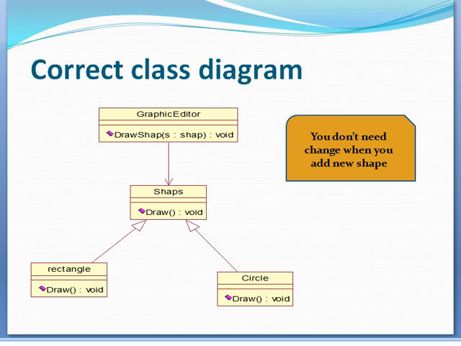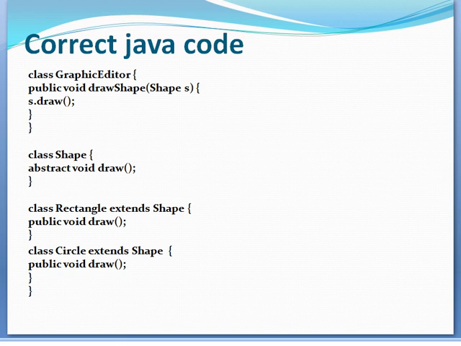Bayan, what is the correct solution for this problem? This is the correct class diagram. Now you add a draw shape method to each class. Now if you add a new shape, you can print it in the graphic editor without changing the original code.